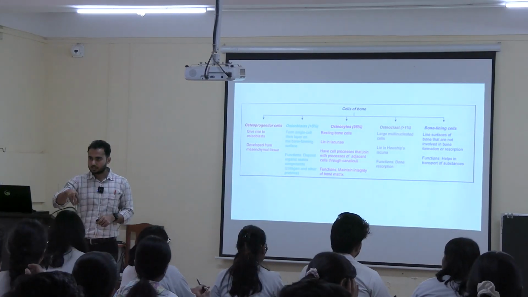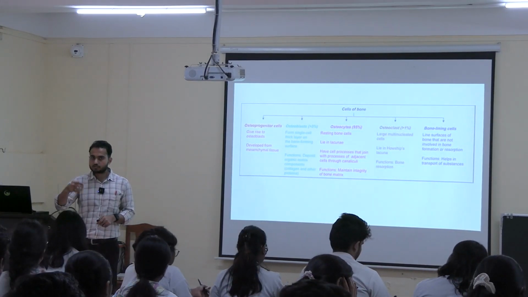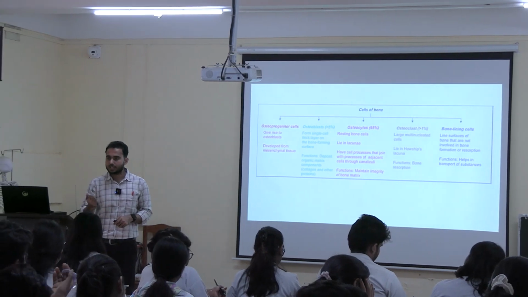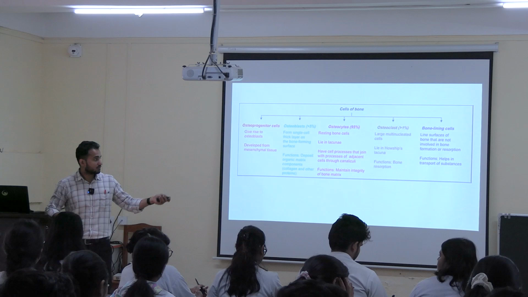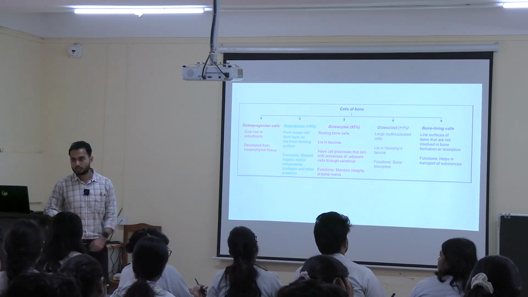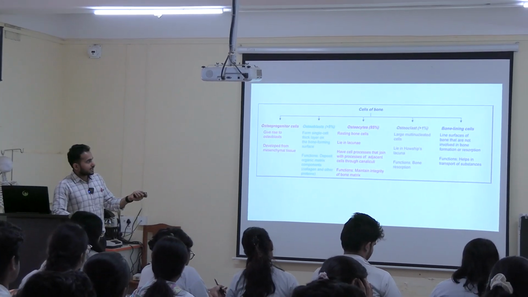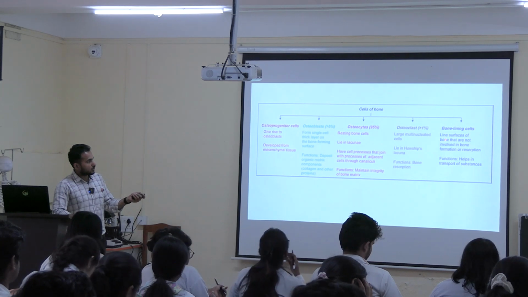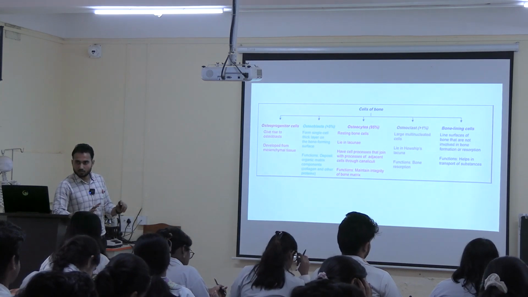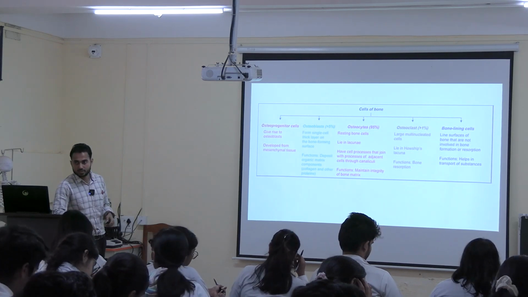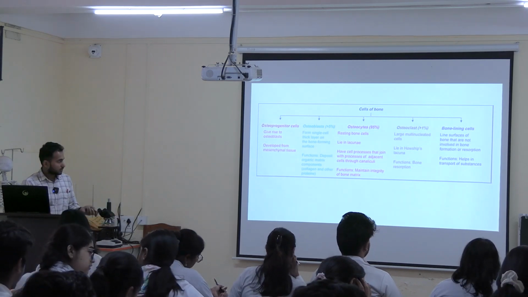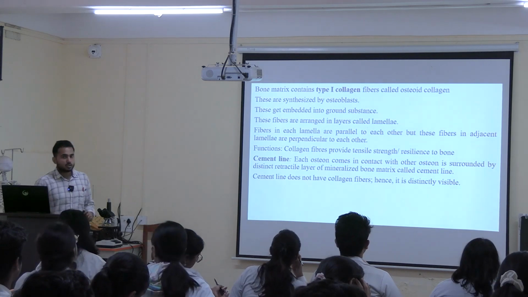Where the osteoclast cells are sitting, due to the secretion of the enzymes, a depression, or you can say a sulcus-type area, is formed. That is nothing but the Howship's lacuna. Next, bone lining cells are there. They don't have any function in the formation of the bone. The main function is transport of various substances across the bone.